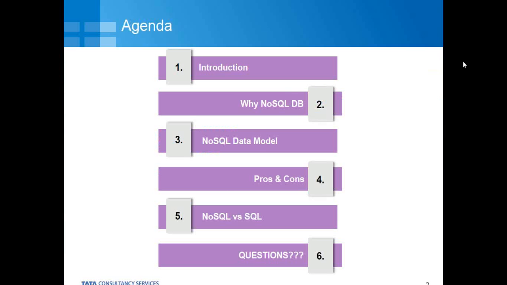So the agenda for today's session: we will be covering the introduction on why we need NoSQL DB, then the NoSQL DB's data model and how it impacts recent technologies like cloud computing, mobility, and big data, and the advantages and the disadvantages that are linked with NoSQL DB, and also a comparison between NoSQL versus the SQL, the relational database management systems currently in place. And then we can proceed to the question answer session.